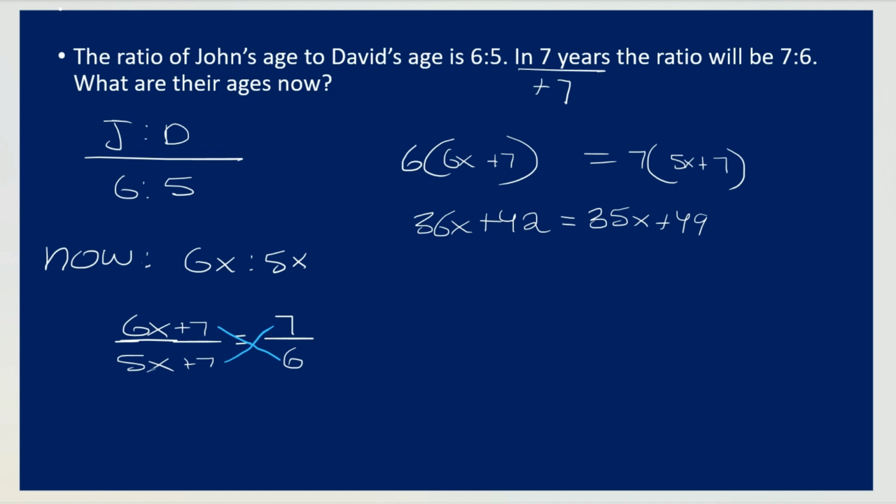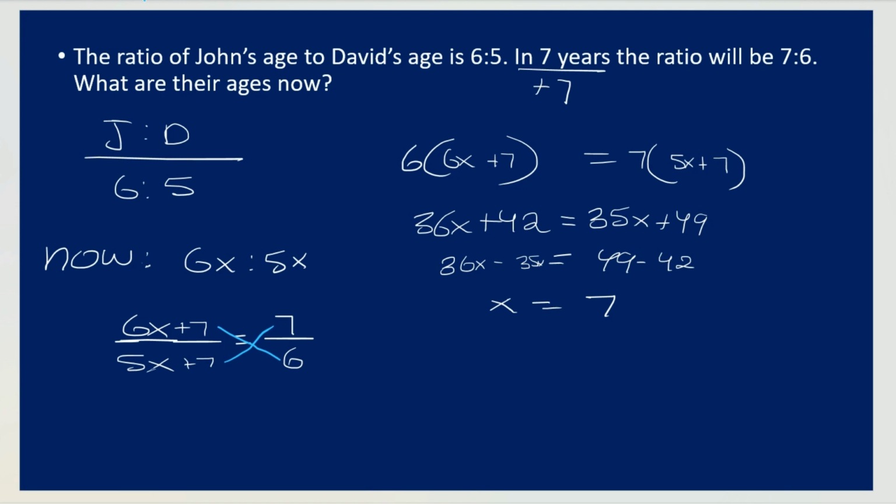Okay, so now after we use the distributive property, we want to solve for x. So this positive 42 will turn to negative 42. So here we go, 49 minus 42. And then this 35x will go here. And that's what we get. So we're going to get x equals 49 minus 42, which is 7. So x is 7.